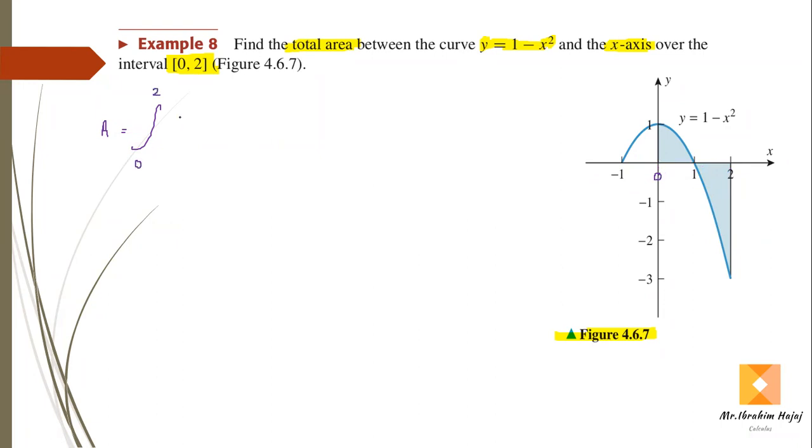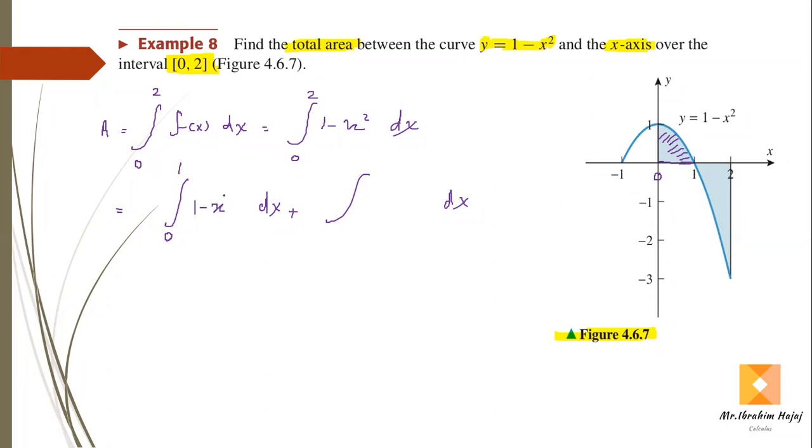The area is the integral from 0 to 2 of the function f of x dx, which is 1 minus x squared dx. This can be written as the sum of integrals: first from 0 to 1, the part above the x-axis, of 1 minus x squared, and then from 1 to 2 of 1 minus x squared as well.